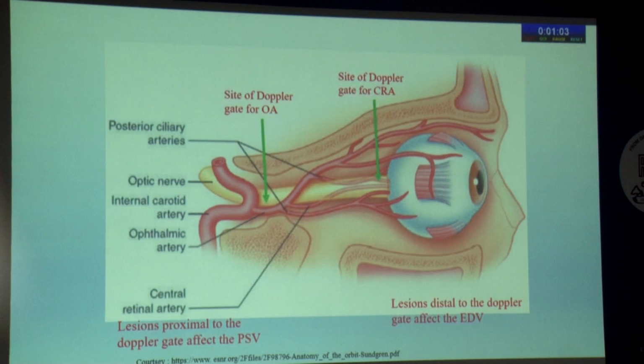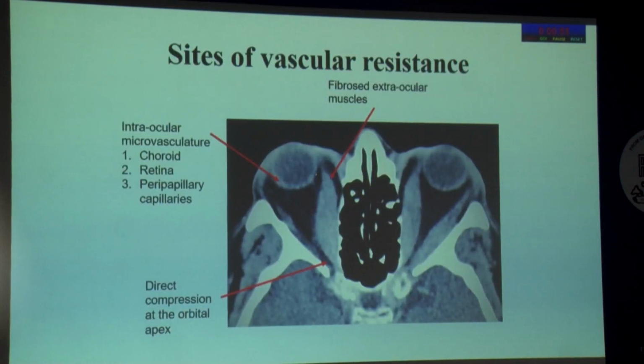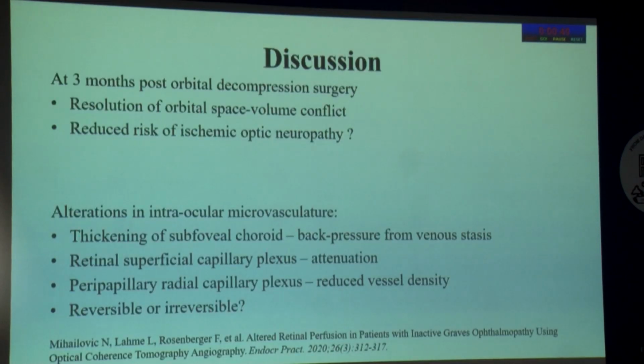The Doppler placement of the gates has been shown in this anatomical picture, and lesions which are proximal to the Doppler placement gate will affect the peak systolic velocity, whereas the distal lesions will affect the end diastolic velocity. So the site of vascular resistance could be the orbital apex, it could be the fibrosed muscles, it could be the fibrosed adipose tissue in the orbit, or it could be the intraocular microvasculature. From our study, we propose that the resolution of orbital space volume conflict following decompression surgery would improve the arterial perfusion, and this could in turn reduce the occurrence of ischemic dysthyroid optic neuropathy.